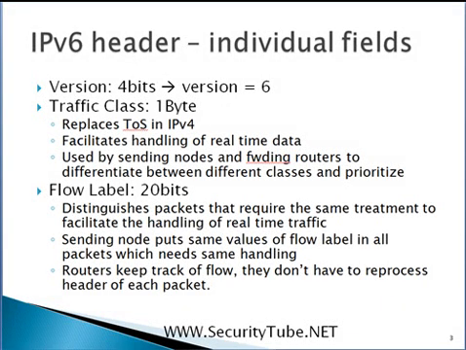The next field in the IPv6 header is flow label. It is of 20 bits. It distinguishes packets that require the same treatment to facilitate the handling of real-time data. So the sending node will put the same value in this flow label in all the packets which require the same kind of handling. So routers will keep track of the flow, and for the same flow they will process the packets in the same way, or they will not do any extra processing for the same flow packets.